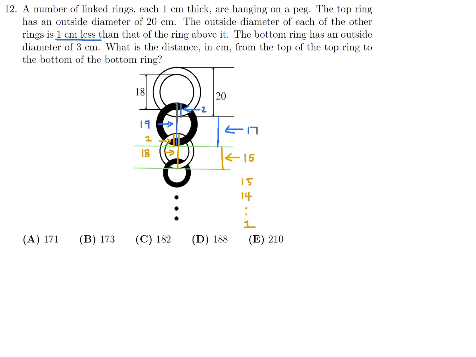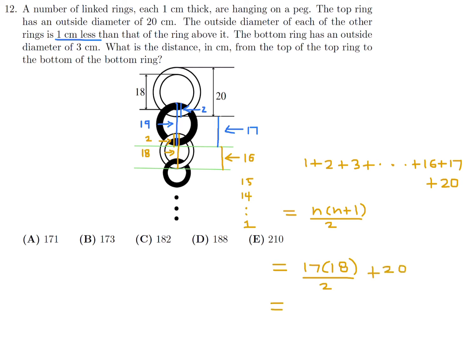So when you add all these distances up to get the total from top to bottom, it's 1 plus 2 plus 3, all the way till 16 plus 17, and don't forget about that final 20. Now the sum of consecutive numbers, you know the formula, n times n plus 1 over 2, correct? So this is going to be 17 times 18 divided by 2 plus 20. And 17 times 9, which is 153, plus 20, and that is 173. So number 12, the answer is B.